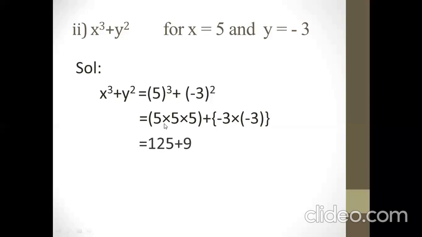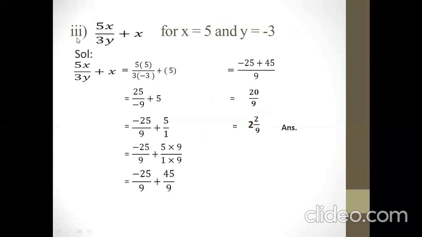Now next step, 5 times 5 is 25 and 25 times 5 is 125. Then again plus sign, minus minus. When we have two minus signs, it will become plus, minus minus plus, and 3 times 3 is 9. Add them, you will get 134.